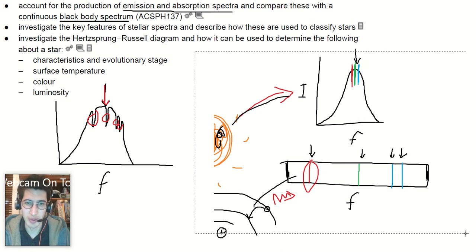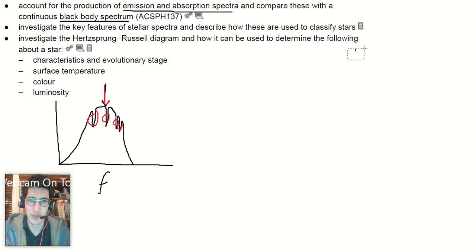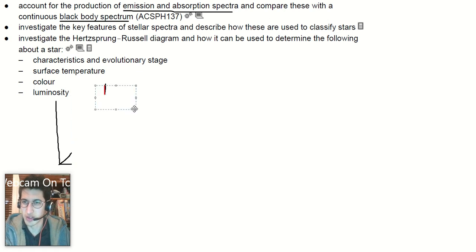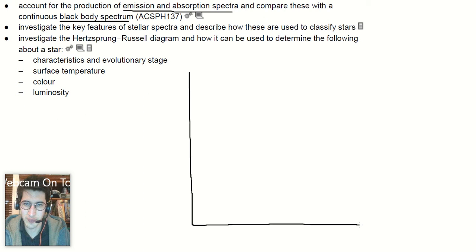Let's now talk about the Hertzsprung-Russell diagram. So it's going to use this information that I just mentioned. The Hertzsprung-Russell diagram is a graph, and on one side we have the color or the temperature of the star. We know that those two things are in proportion to each other, so we can label that axis as either of those things.